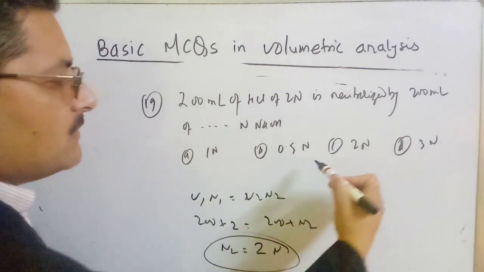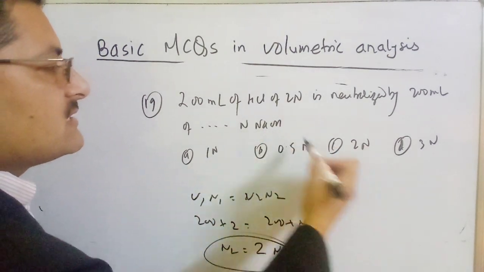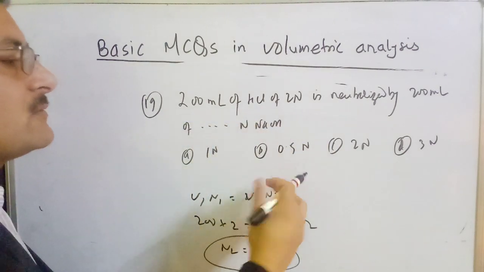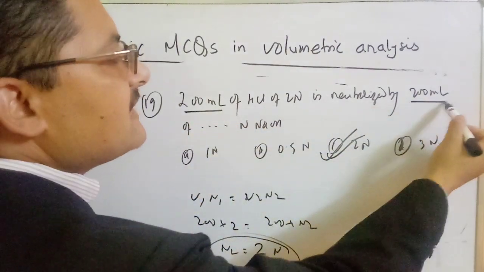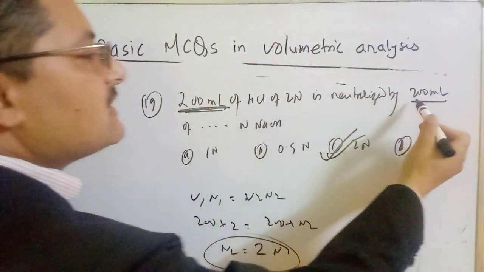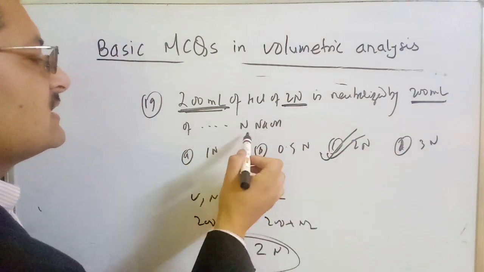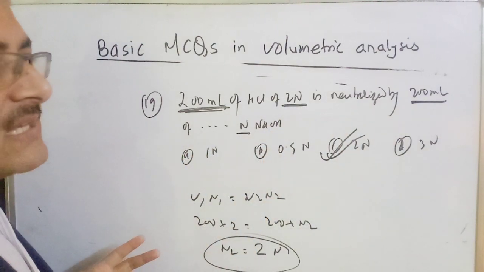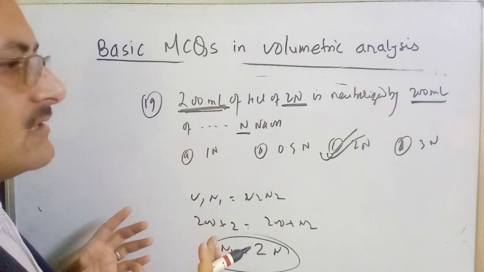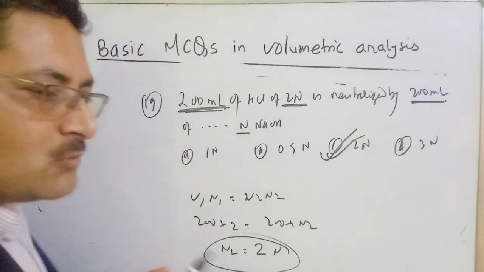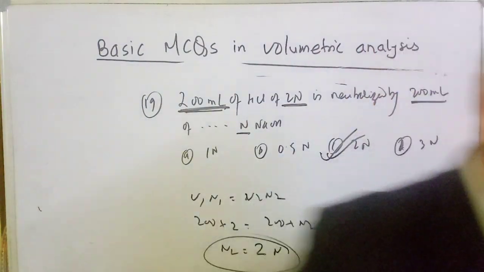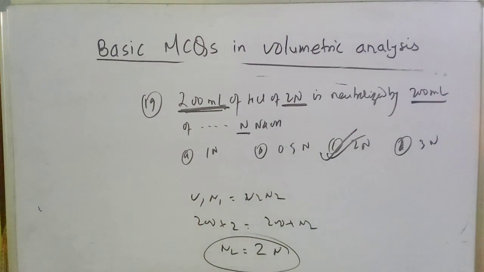Definitely you can find it by normality any way: it is completely neutralized by the 200 ml of HCl of 2 normal, so that has 2 normal. Or you can also use that if you have equal volume of acid and base, then equal normality there must be, because gram equivalents neutralized are always equal. The law of chemical equivalence also says that equal volumes of acid and base are neutralized at equal concentration or equal normality. So you can find the answer as 2 normality. It's a very simple question, but it's a basic question in volumetric analysis.